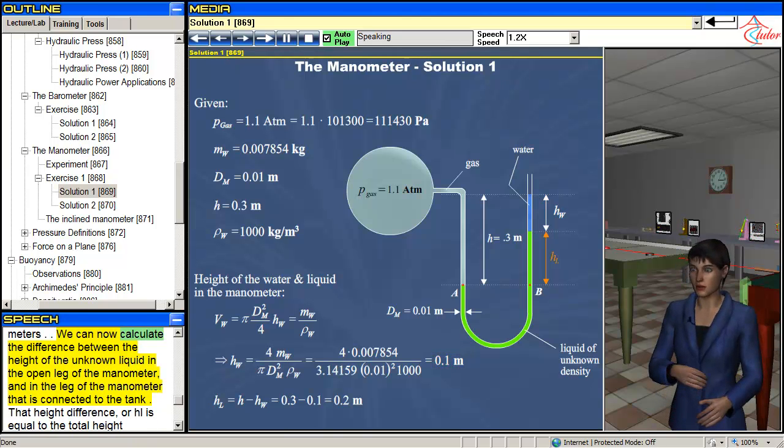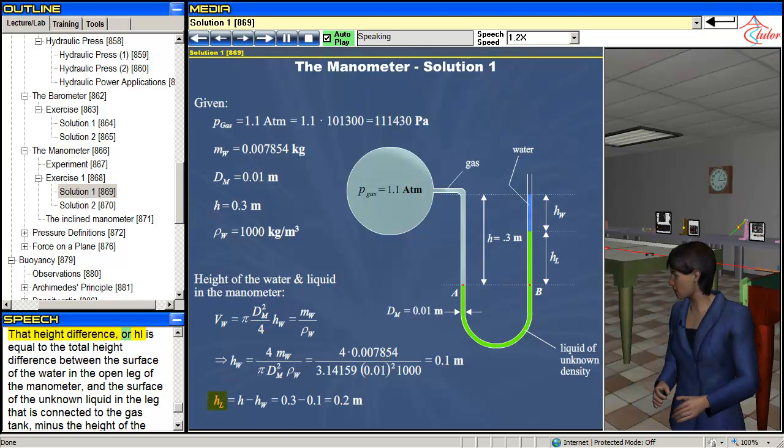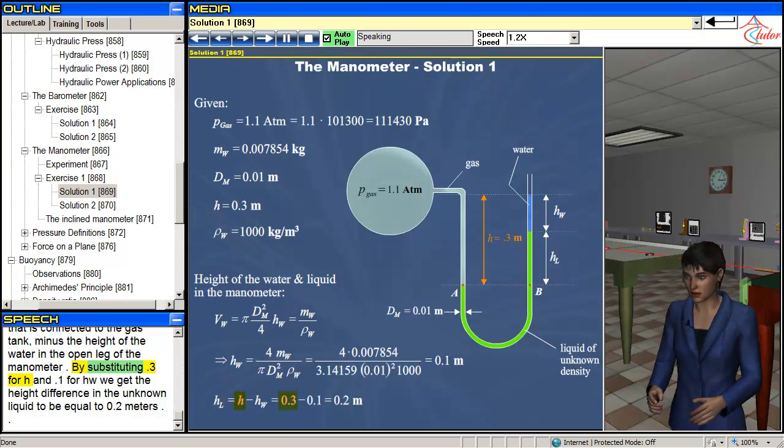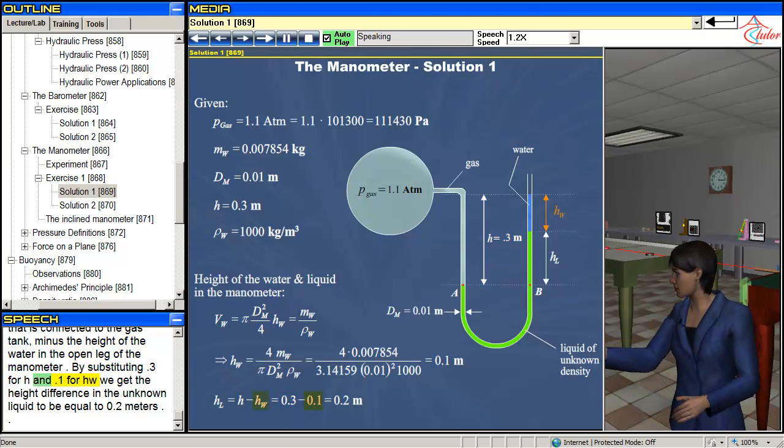We can now calculate the difference between the height of the unknown liquid in the open leg of the manometer and in the leg of the manometer that is connected to the tank. That height difference, or HL, is equal to the total height difference between the surface of the water in the open leg of the manometer and the surface of the unknown liquid in the leg that is connected to the gas tank, minus the height of the water in the open leg of the manometer. By substituting 0.3 for H and 0.1 for HW, we get the height difference in the unknown liquid to be equal to 0.2 meters.